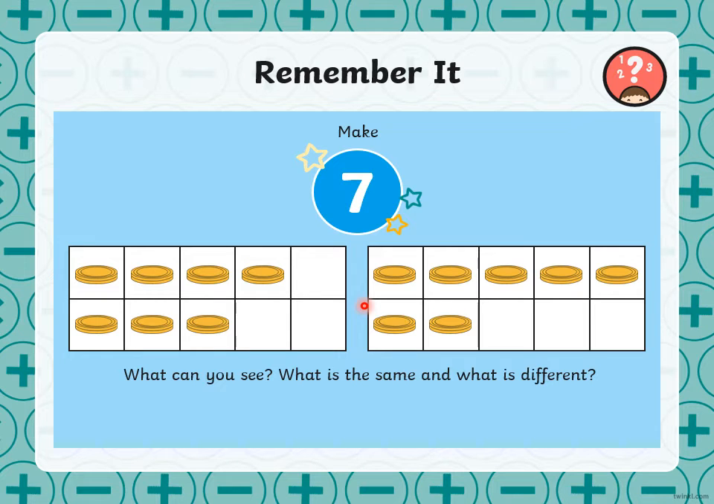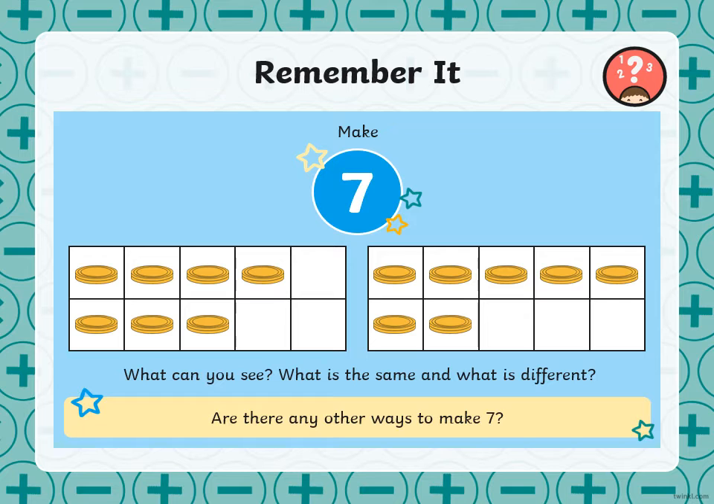Okay, so this is just some different ways that we can make the same number. Because when we're bridging to 10, we're going to need to make some different combinations of numbers. So that's why we're working on these at the moment.